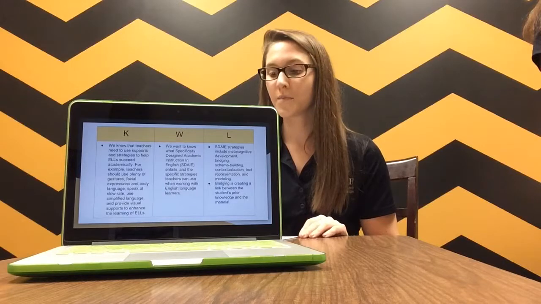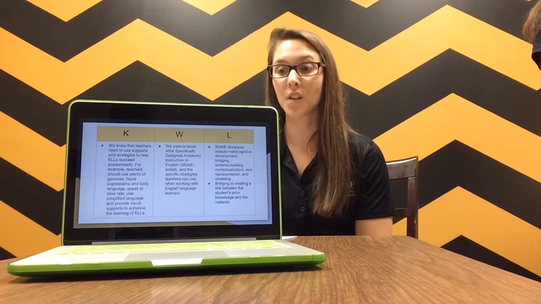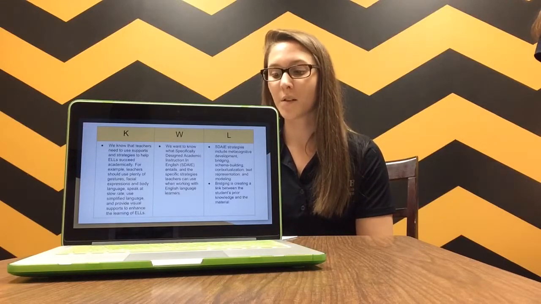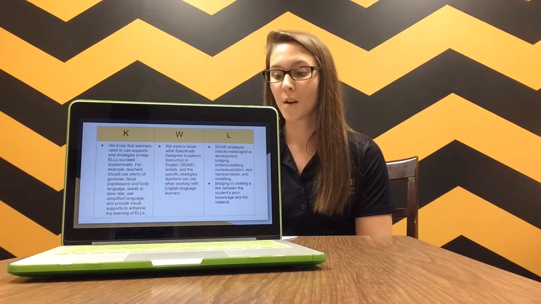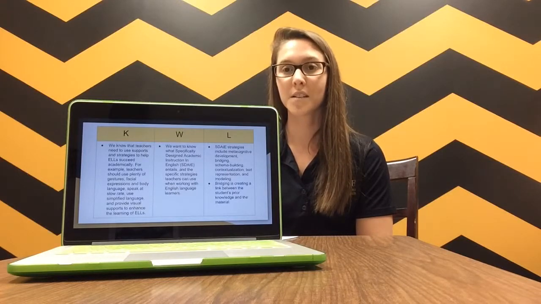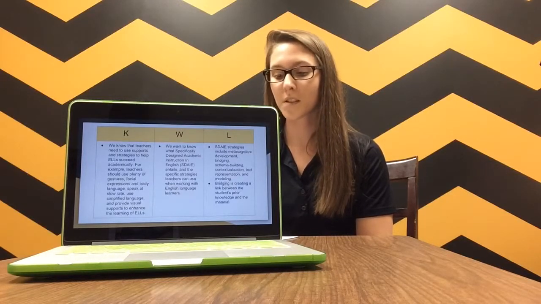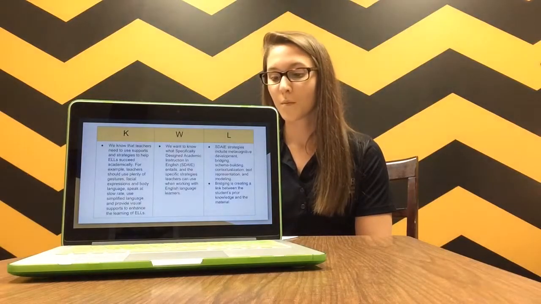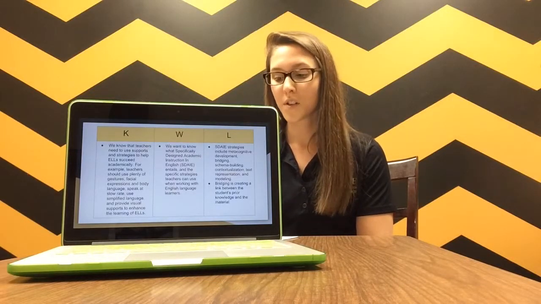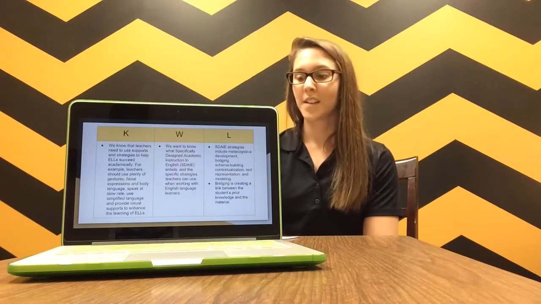What we wanted to know is what specifically designed academic instruction in English entailed and how it could be used with English learners. What we learned is that SDAIE includes metacognitive development, bridging, schema building, contextualization, text representation, and modeling. Bridging creates a link between prior knowledge and material being learned. Bridging will be the main focus of our presentation today.